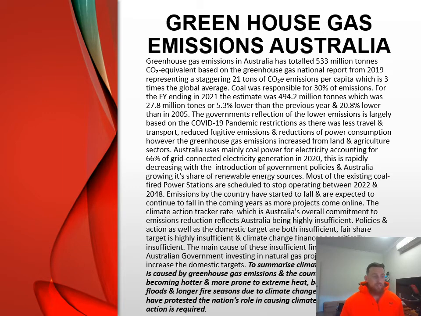To summarise, climate change in Australia is caused by greenhouse gas emissions, and the country is generally becoming hotter and more prone to extreme heat, bushfires, droughts, floods, and longer fire seasons due to climate change. People in Australia have protested the nation's role in causing climate change, and better action is required.